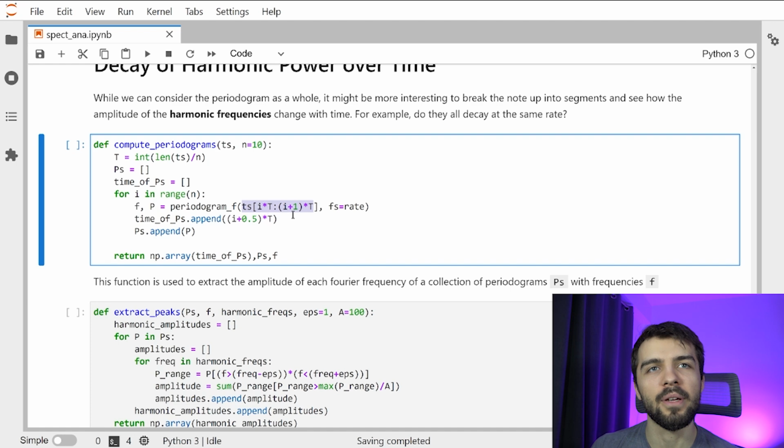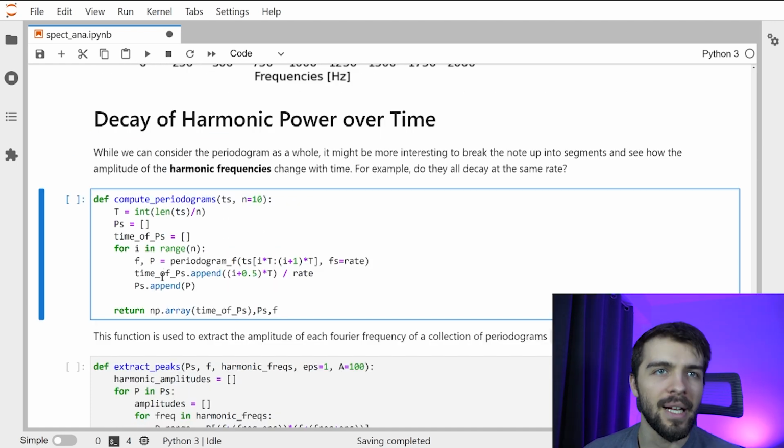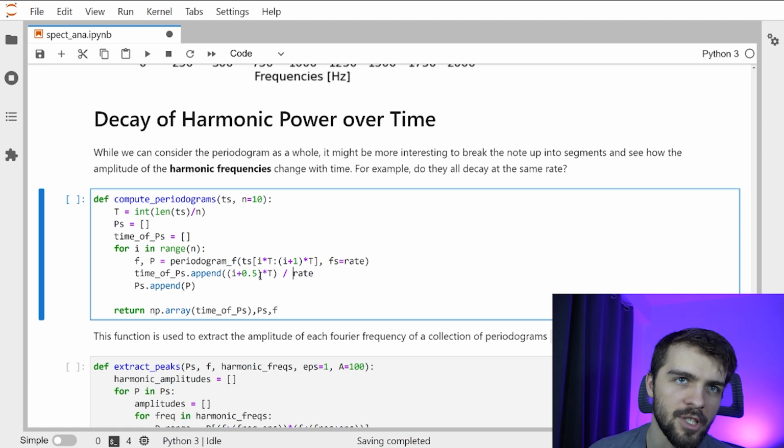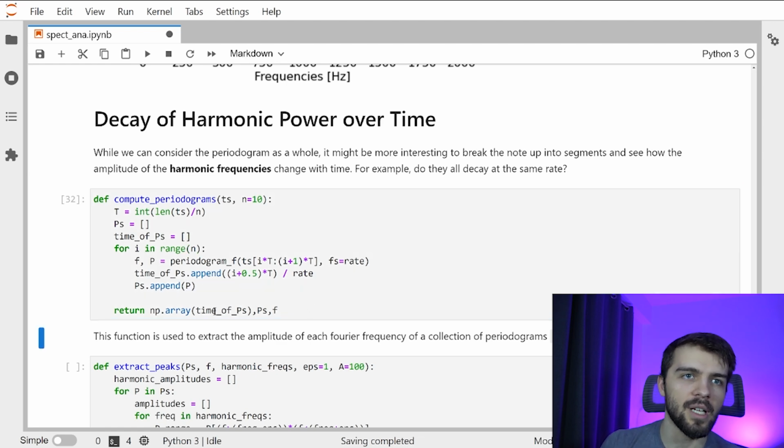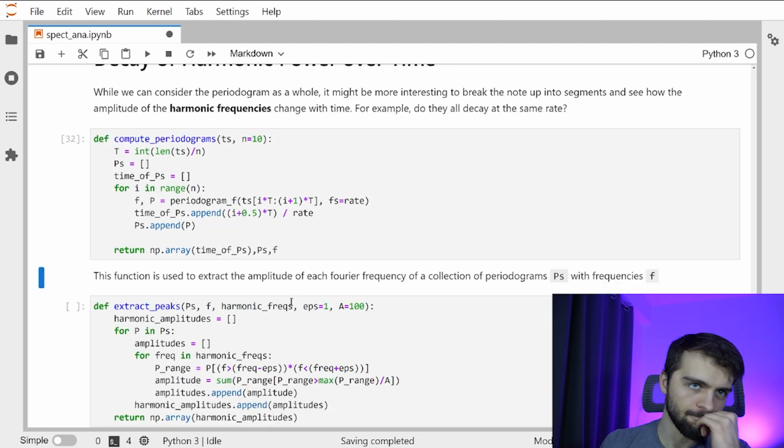So I compute my periodogram for each region. And my time, of course, is the i plus 0.5 times t. So this is like 1/2 t. And I make sure to divide by the rate to turn it into an actual time point. Then I append the periodogram that I create into my array of periodograms. And I can return my times, my periodograms, and the frequencies.